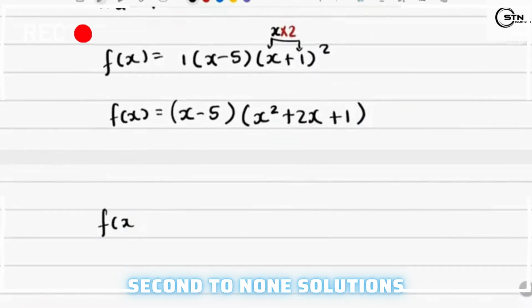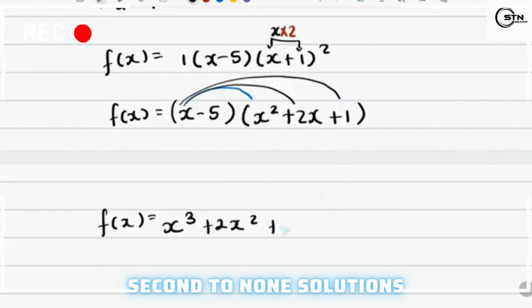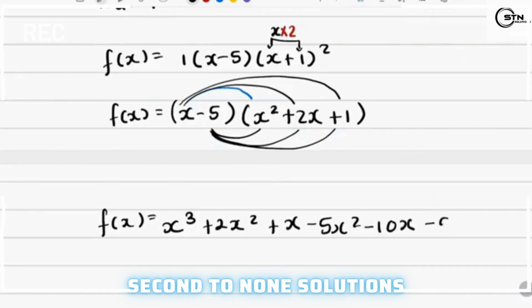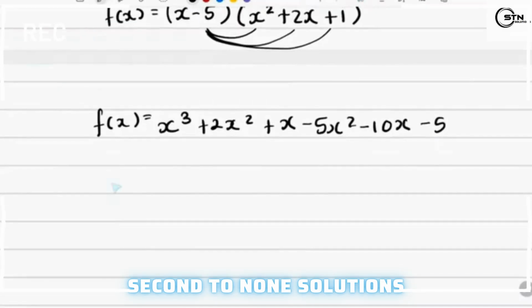So f of x is equal to, you say x times x squared, which gives you x cubed, x multiplied by 2x, which gives you positive 2x squared, x multiplied by positive 1 gives you positive x. Negative 5 times x squared is negative 5x squared. Negative 5 times positive 2x is negative 10x. And then negative 5 times positive 1 is negative 5. You see, we end up with the same constant.